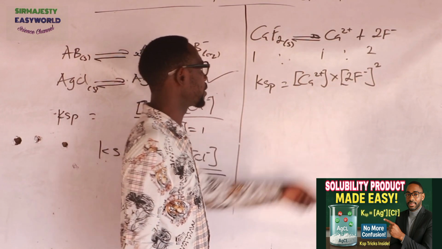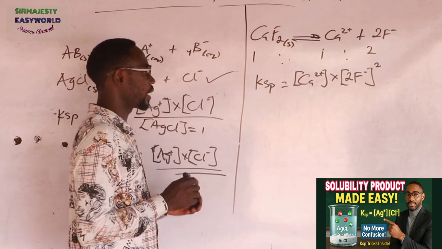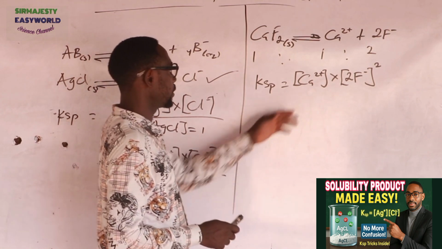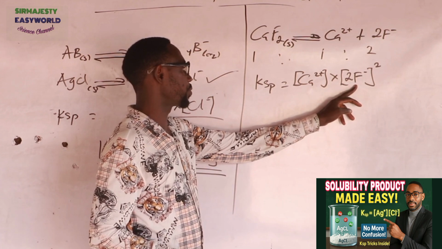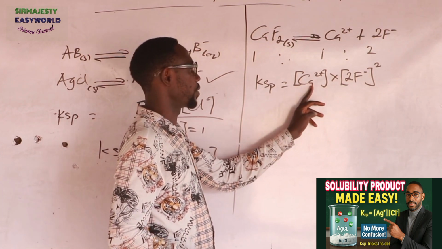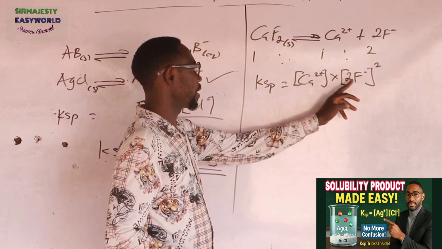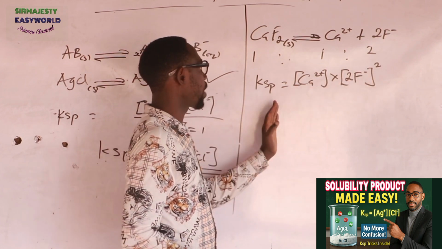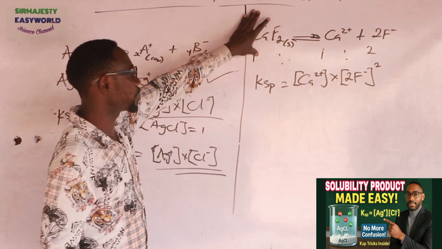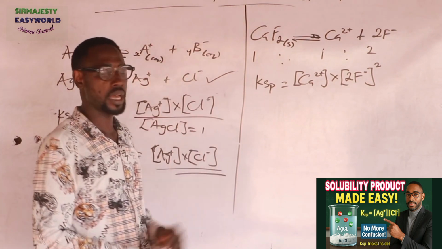So by doing this, we have gotten our what? KSP. And this means solubility in mole per dm cube. That is the meaning of this calcium ion, the solubility of it in mole per dm cube, and the solubility of fluoride ion in mole per dm cube times 2 and raised to power 2. We have established the solubility product of this particular compound.